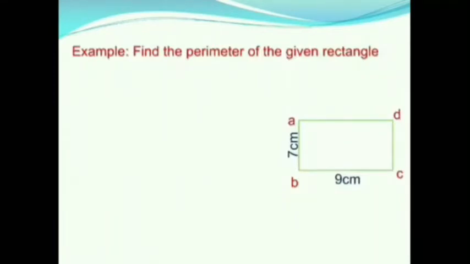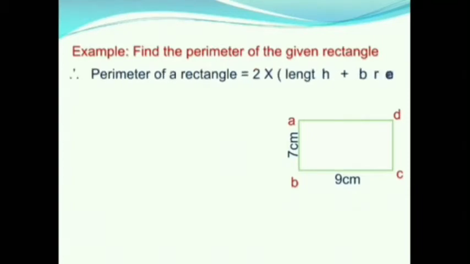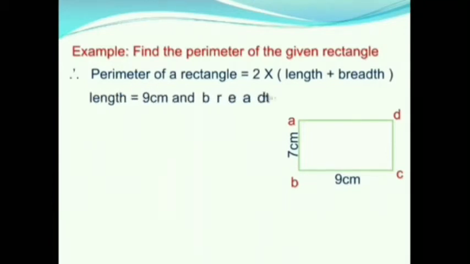As we got the formula, we will find the perimeter of this rectangle. First we should write the formula, which is perimeter of a rectangle equals 2 into (length plus breadth). Then we should find out the length and breadth. So in this picture, the length is 9 cm and the breadth is 7 cm. Now we will solve it according to the formula. The formula is perimeter equals 2 into (L plus B). Now we should write the values of L and B. In its place, L equals 9 and B equals 7.